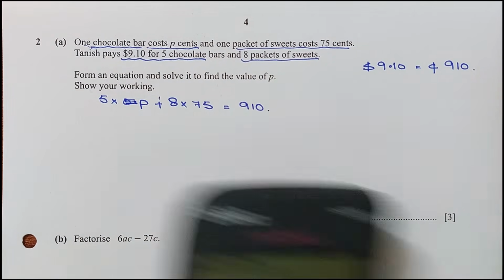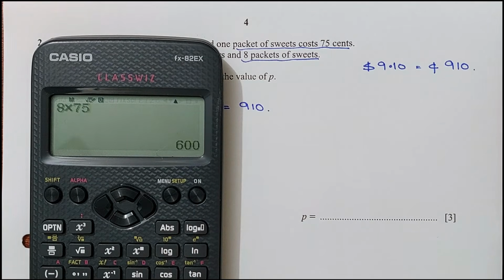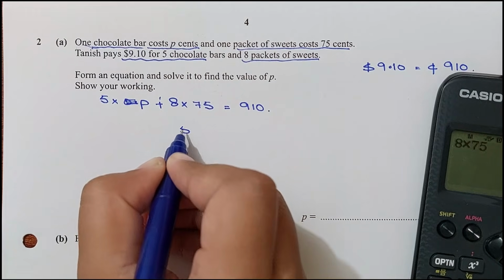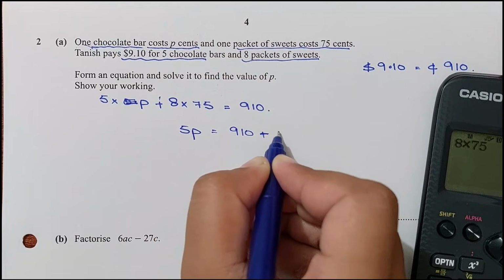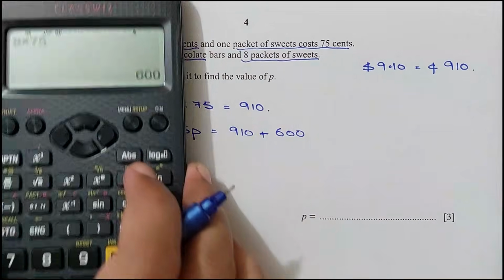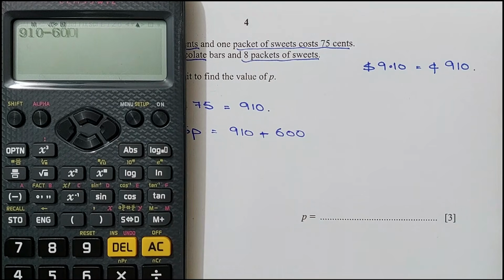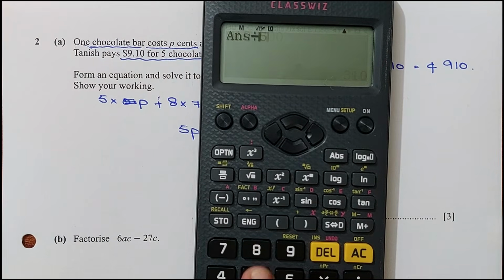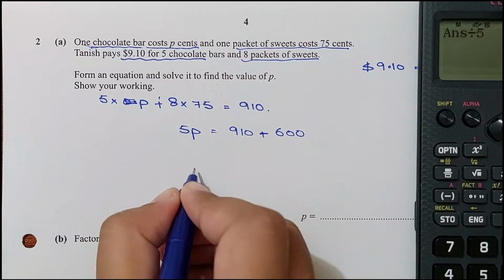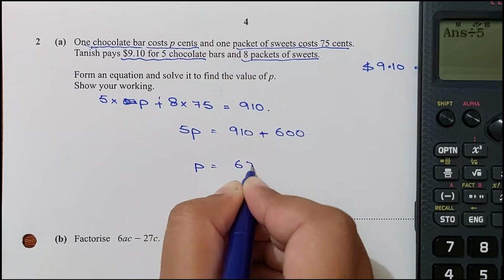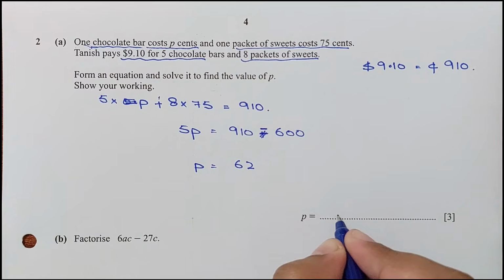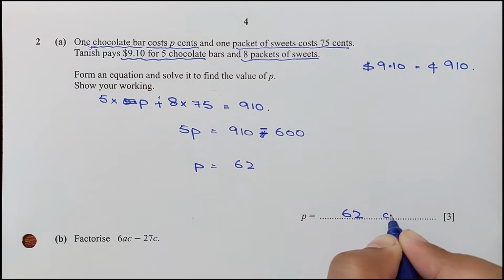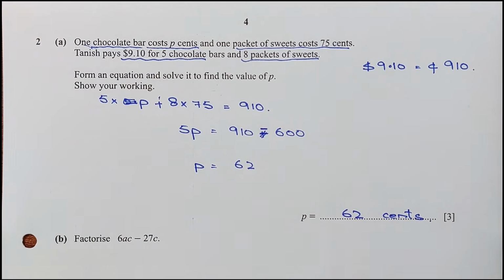Okay, so 8 times 75 is 600. So 5p equals 910 minus 600. Right, so 910 minus 600 is 310, divided by 5, p is 62. So p is 62 cents, or 0.62 if we are writing in dollars.